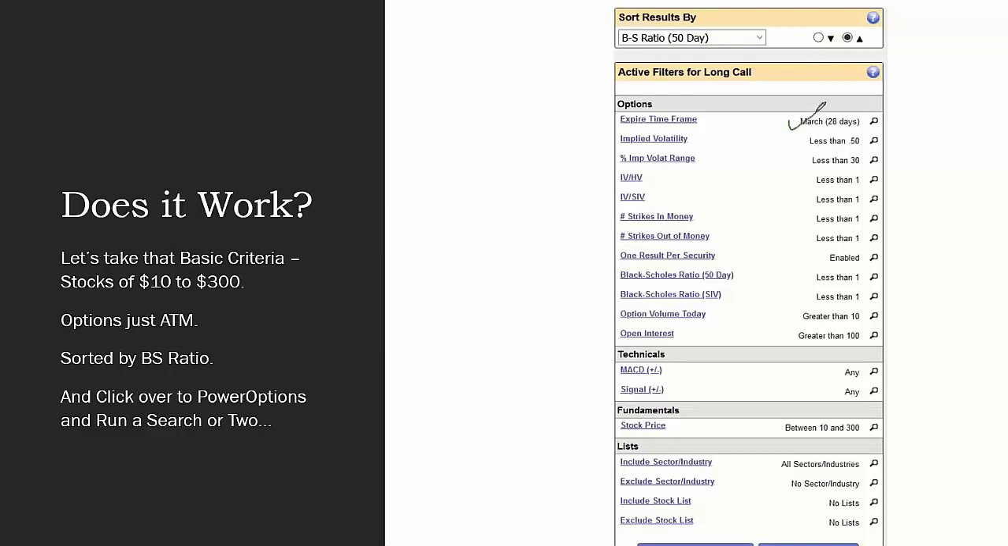But here we go. 28 days out, low percent IV range, IV over HV and SIV less than 1. There's that, the strikes in the money, just focusing at or sort of just in the money or just out of the money. 1 result per security. 50-day Black-Scholes ratio and SIV, Black-Scholes ratio less than 1. And I want some general liquidity. Option volume greater than 10, open interest greater than 100. And again, stocks between 10 and 300. That was the basic quote-unquote undervalued search I created last night.